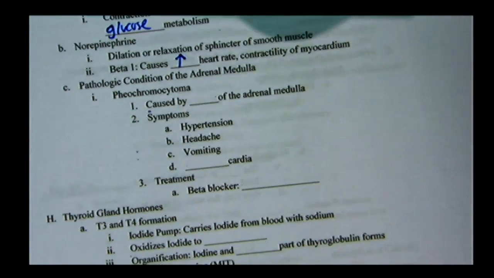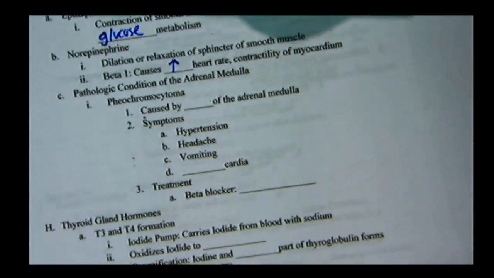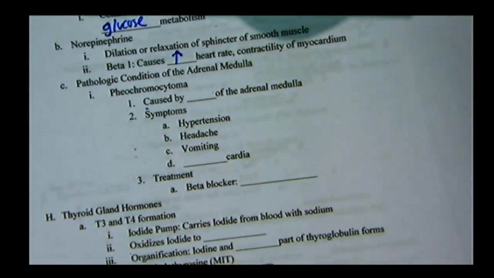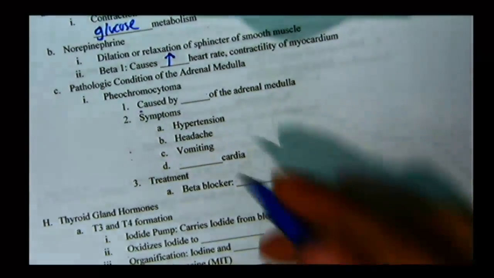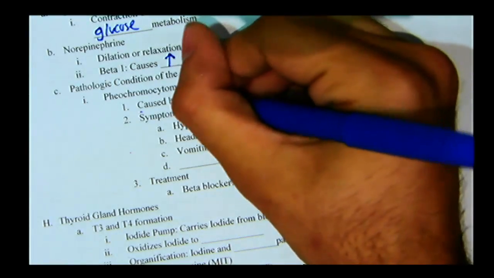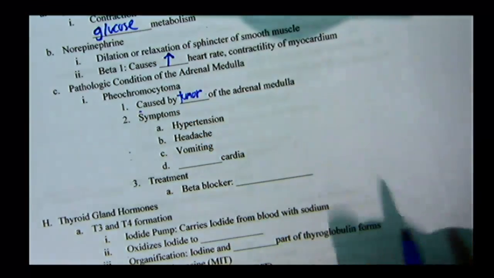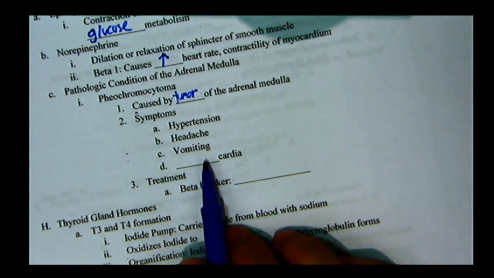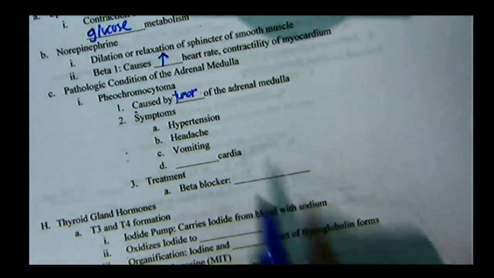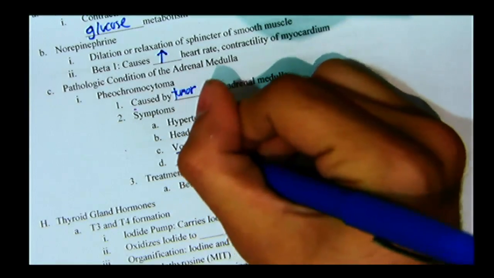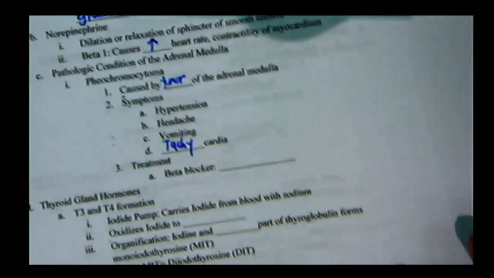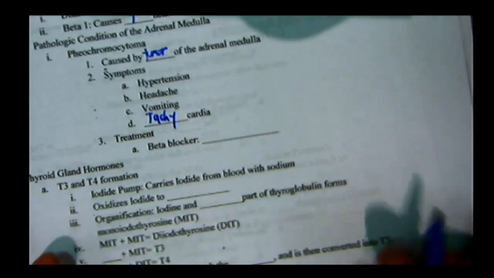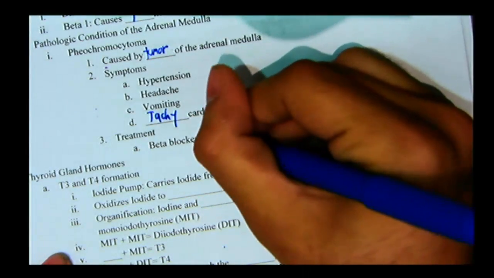So the only pathologic condition of the adrenal medulla that you're studying is pheochromocytoma that you've done like a million times. So it's caused by a tumor of the adrenal medulla. Symptoms are hypertension, headache, vomiting, and tachycardia. The treatment is a beta blocker. What is a beta blocker? Propranolol. Remember, you don't LOL when you're having a heart attack. That's how you remember.